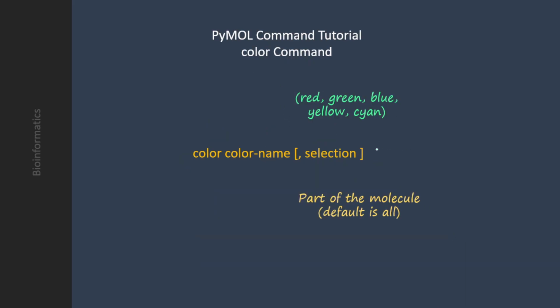Next, let me show you that this is the entire command, and as you can see over here, the color name is right over here. In between color and the selection, you can add red, green, blue, cyan, whatever color you want, and then the part of the molecule you can add right over here, and it can be default for all the molecules. If you are not adding anything, it's going to consider the entire molecule.